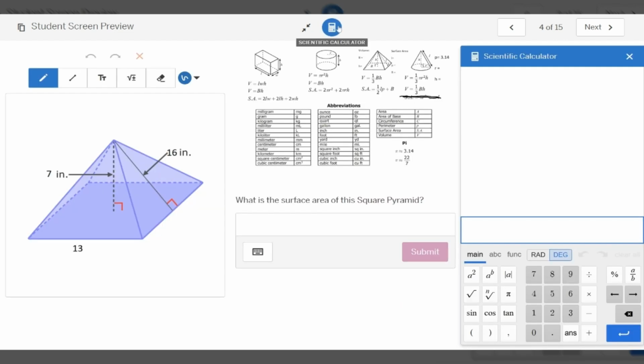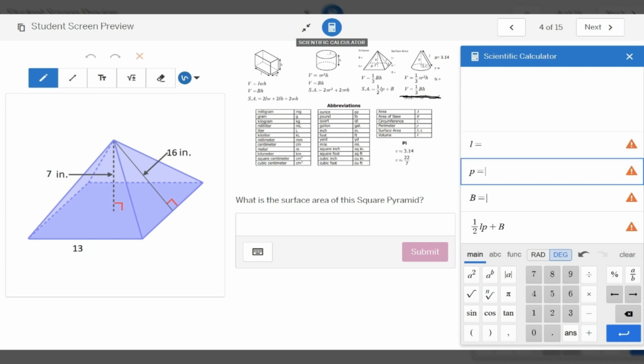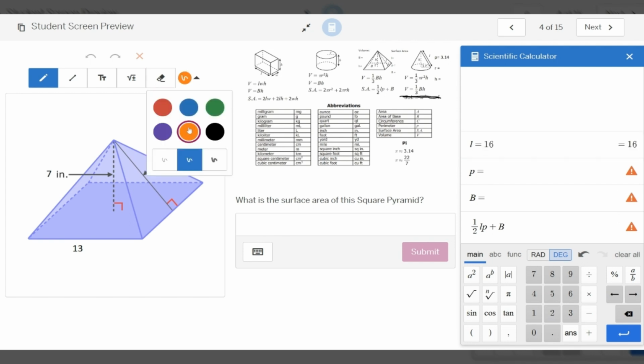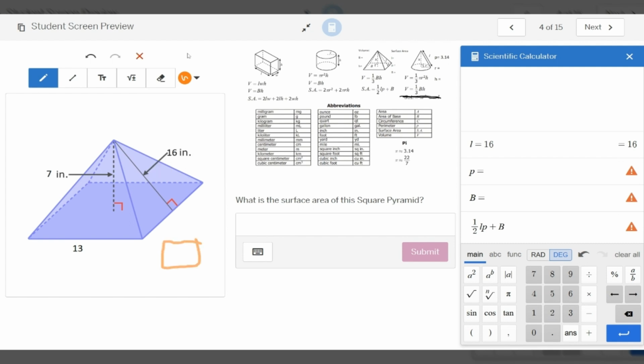Next, what is the surface area of this square pyramid? We have L equals, P equals, and then B equals. We have 1/2 LP plus B. Our slant length here is 16. Our perimeter, again, this is going to be the outside of the square base. We add up all those sides, they're all 13.